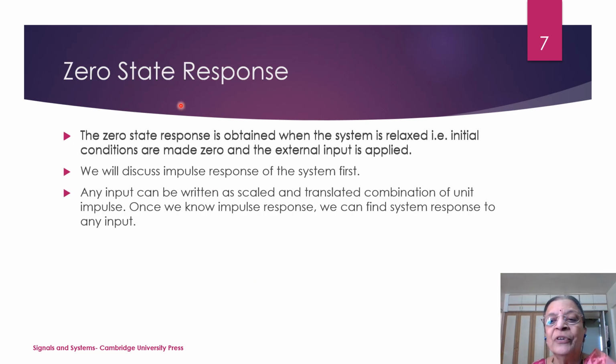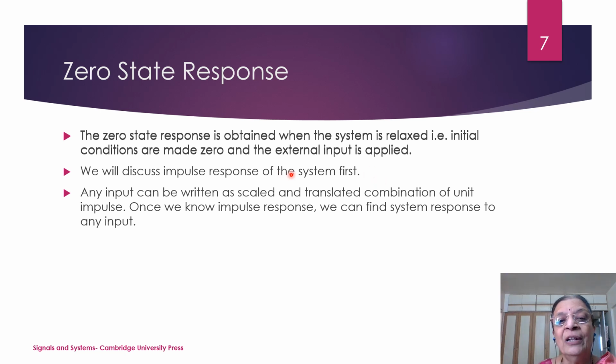Now there is another kind of response that we normally evaluate. It is called the zero state response. Zero state response means the corresponding initial conditions are assumed to be 0, or we say that the system is relaxed. Initial conditions are made 0 and the external input is applied, then we call it the zero state response. We will first discuss how to find the impulse response of the system. So we are assuming that the initial conditions are 0 and the external input is applied.